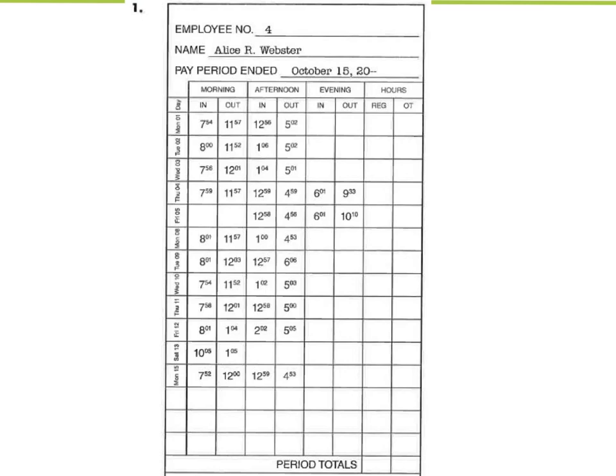If we look at this first one on Monday the 1st, they clocked in just a little bit before 7 a.m. Then they clocked out just a little bit before noon. They clocked back in at a little bit before 1 and then clocked out just a little bit after 5. So they would have worked 4 hours in the morning, went to lunch for an hour, and then came back and worked for 4 more hours in the afternoon. So they are going to be working a total of 8 hours that day.